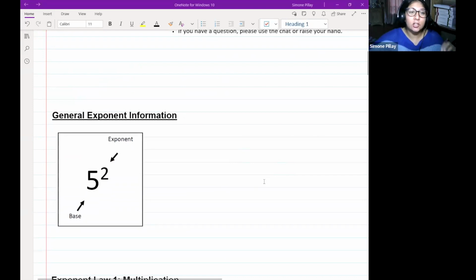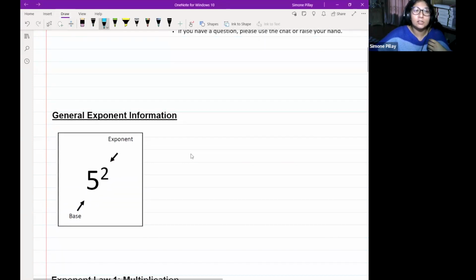So we're looking at here general exponent information. What you guys may or may not know is that there's actually a structure to the way that we deal with exponents, to the way that we draw out exponents. So our big number, which in this case is 5, is our base. Our base is our main number. So it's our main focus. So that is what we call our base. Our base is the main number that we are concerned about.